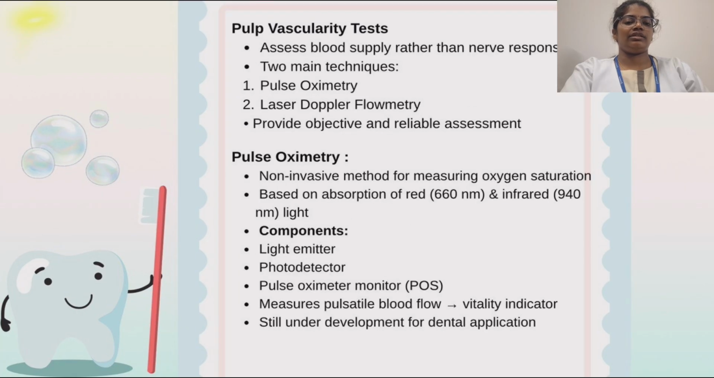Pulp vascularity test. Assess the blood supply rather than the nerve response. Two main techniques are employed: pulse oximetry, laser Doppler flowmetry. Pulse oximetry. It is a non-invasive method for measuring the oxygen saturation. It is based on absorption of red and infrared light. The components of pulse oximetry are light emitter, photodetector, pulse oximeter monitor. It measures the pulsatile blood flow, indicates the vitality. It is still under development for dental application.